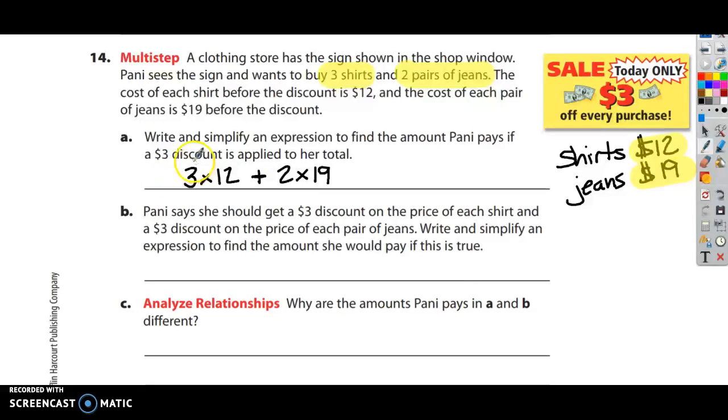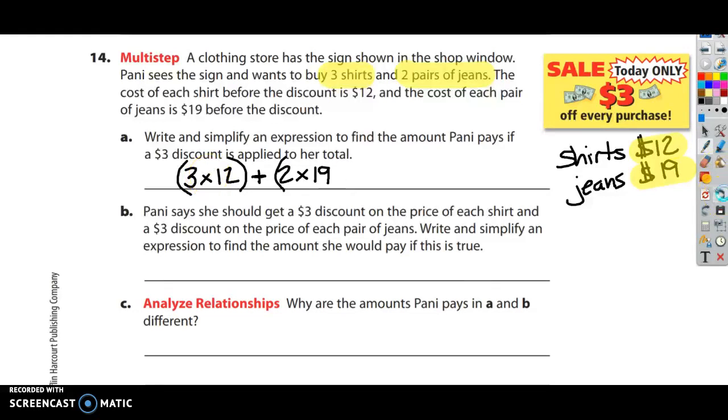I'm going to go ahead and use parentheses for just a minute. We decided right here, this would be the shirts, 3 shirts times $12. And this right here would be 2 pairs of jeans times $19. But we don't actually need those parentheses, because we put parentheses in when we need to indicate to do something first. And we don't need to do that because we would multiply before we add anyway.